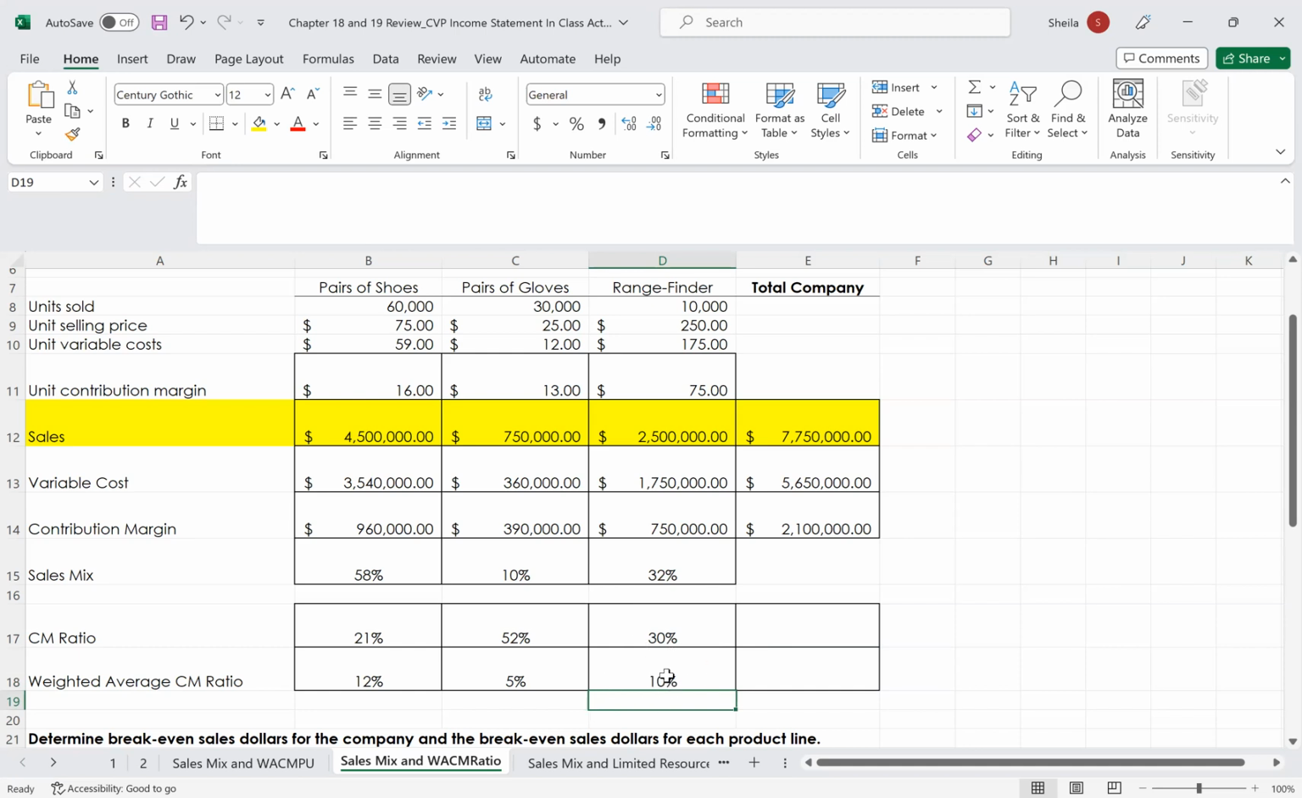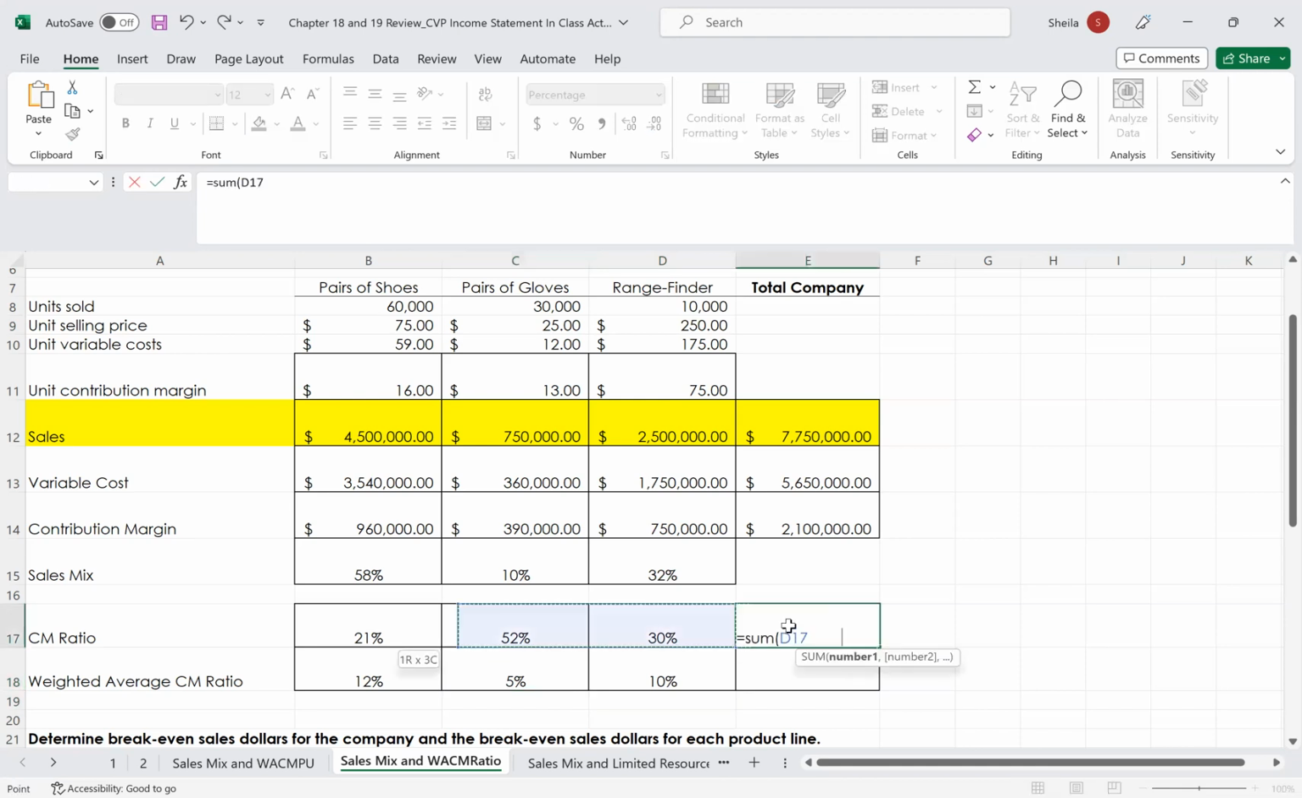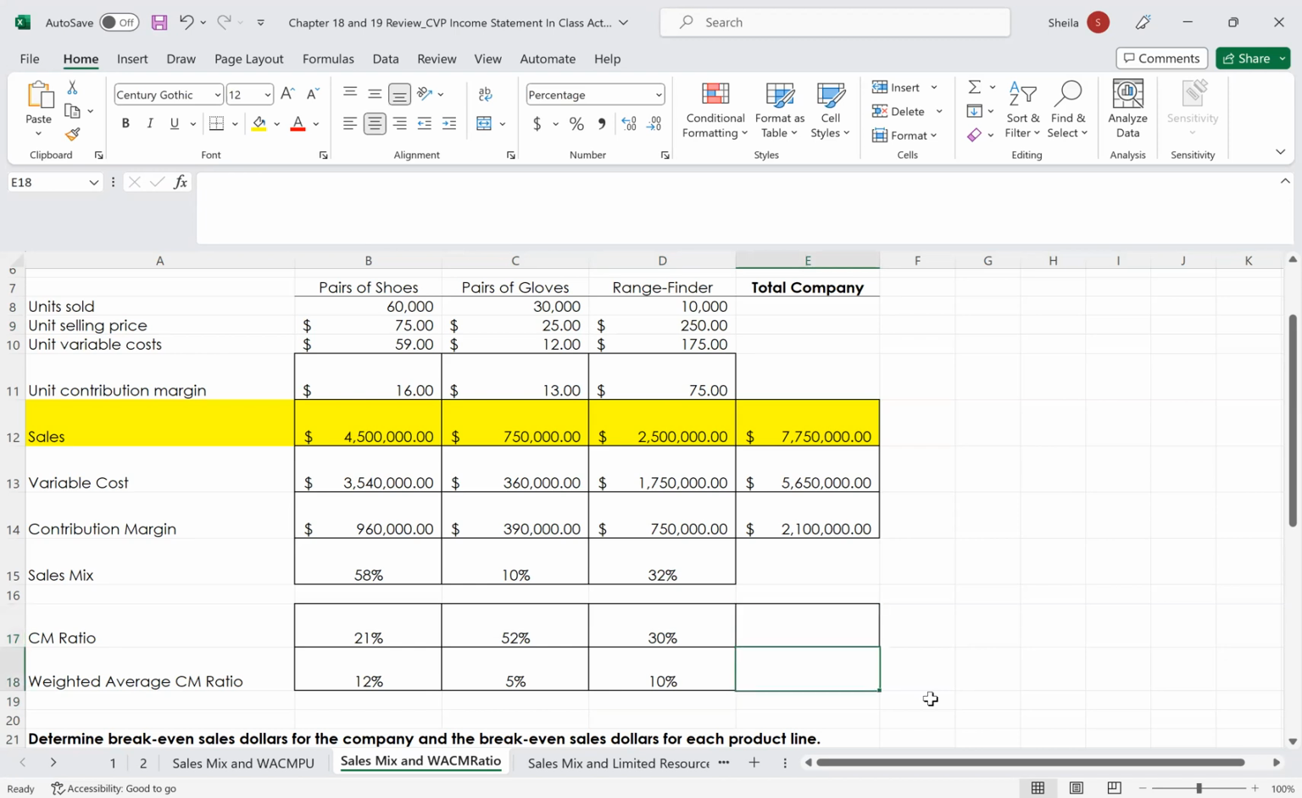The weighted average of the rangefinder is higher. Well, that's because the price is so much higher, especially when we compare that to gloves. Now, it doesn't really make sense to add these up, because if we added the contribution margin ratios up, 103% contribution margin ratio really doesn't make sense. Instead, if I add up the weighted average, 27%, now that looks a little bit better.